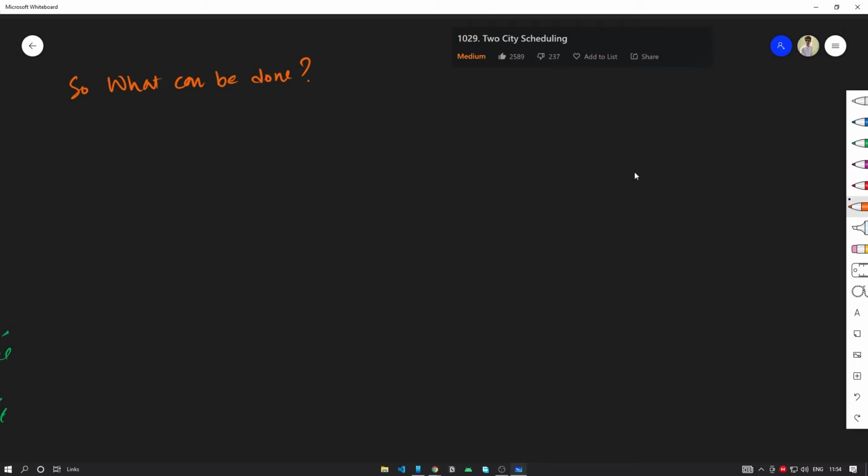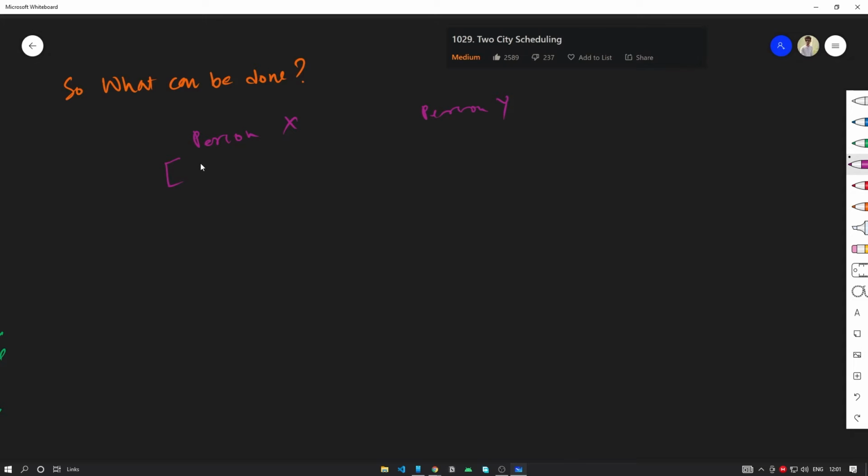So what can be done? Let's see. Let us suppose that we have only two persons, person X and person Y. And for person X, the cost to travel to city A is 8 and the cost to travel to city B is 10. And for person Y, the cost to travel to city A is 15 and the cost to travel to city B is 20. Now how would you distribute them such that the cost of sending them to the cities is minimum?